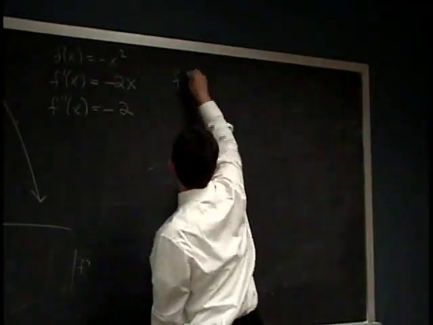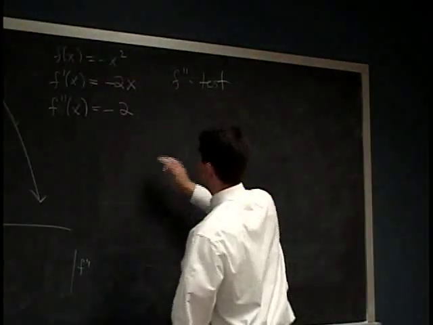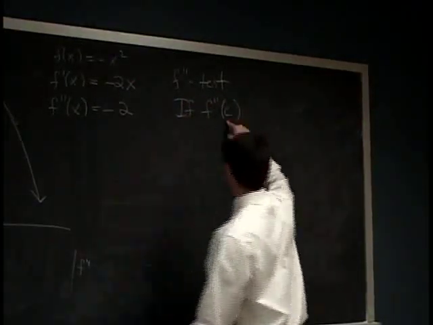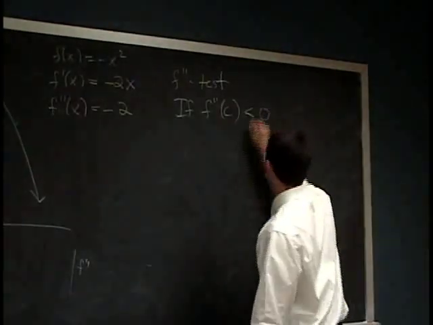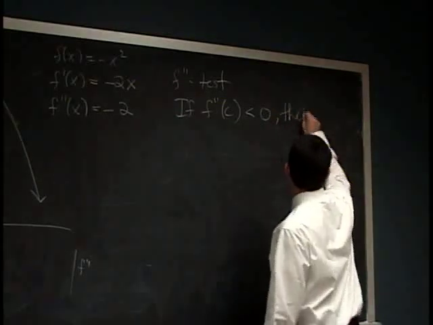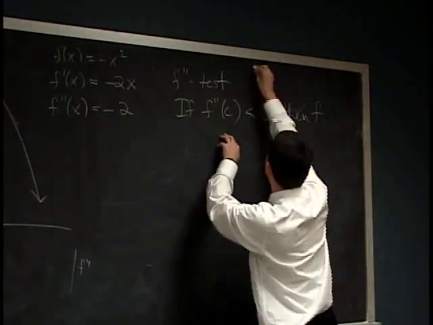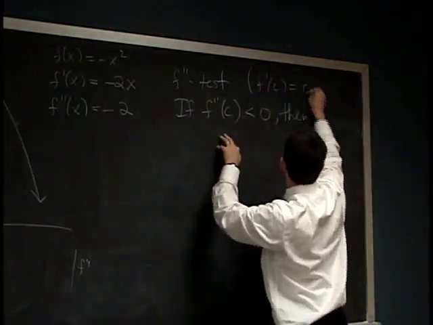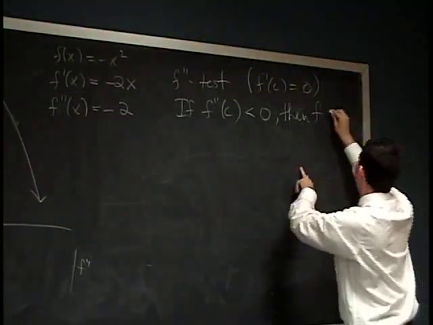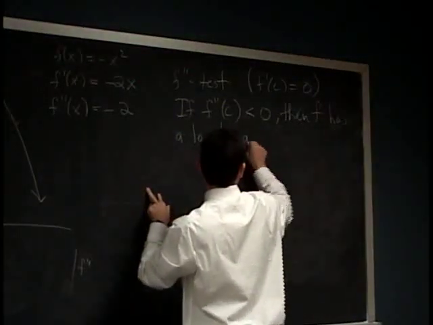Which I'll write as the F double prime test. And again, I'll leave out all the hypotheses. Roughly it says that if F double prime at your point is less than 0, so it's negative, and of course we're assuming F prime of C is 0, so we're already in the case where we have a horizontal tangent, then F has a local max.